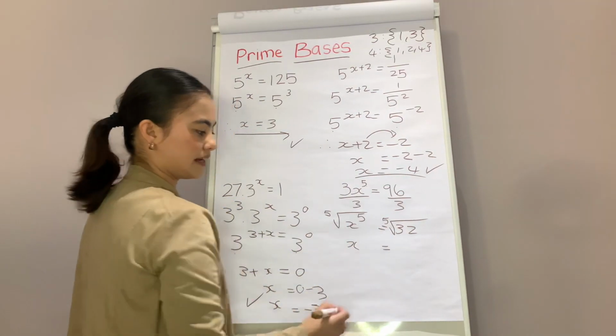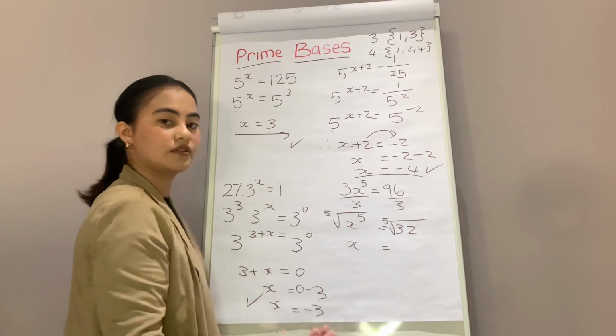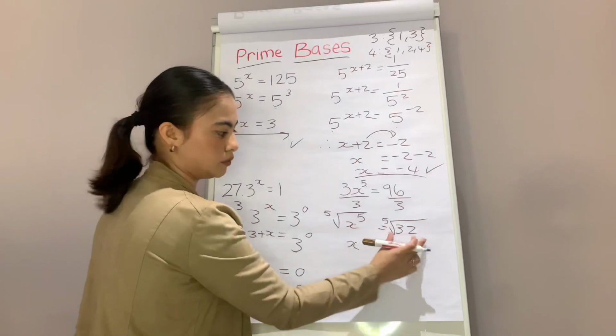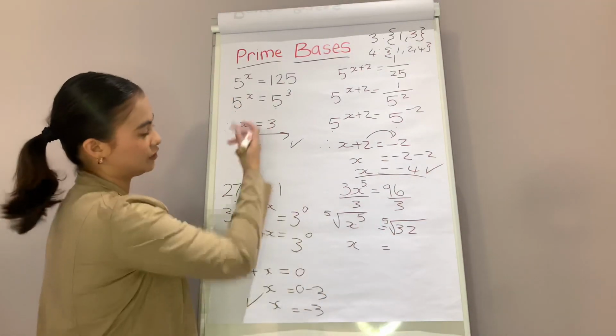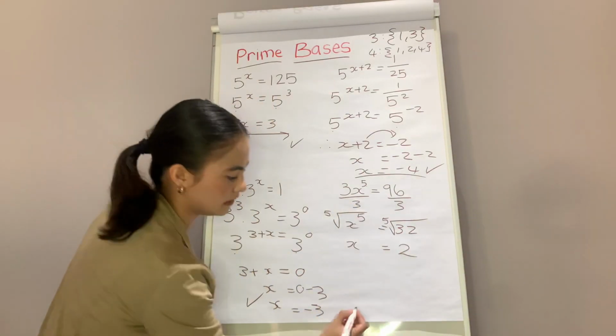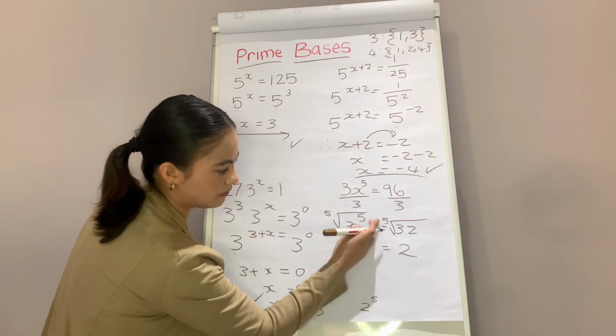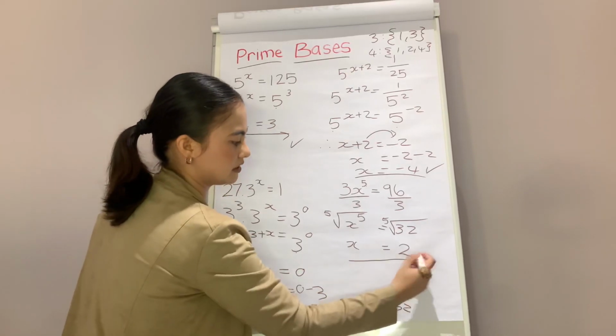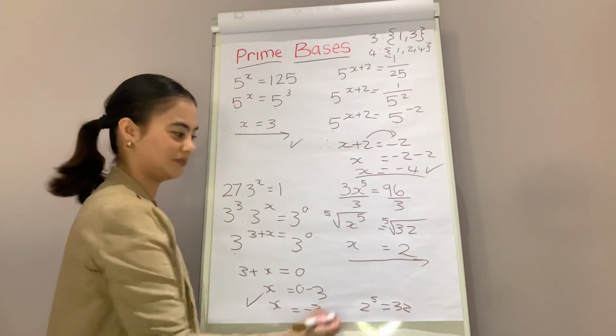Well, we've got x on our left-hand side. Now we need to think, what times itself 5 times can equal 32? Well, with our knowledge of prime bases, this would be 2 to the power of 5. So 2 to the power of 5, which is this outer exponent, is equal to 32. So the answer is x is equal to 2.